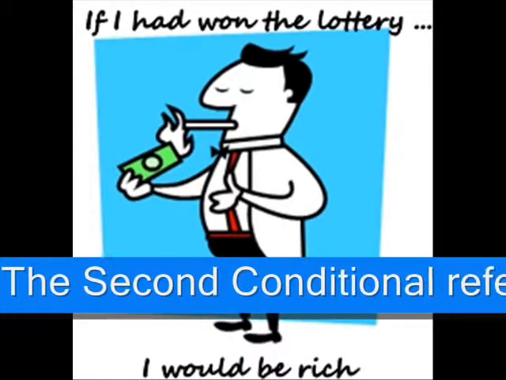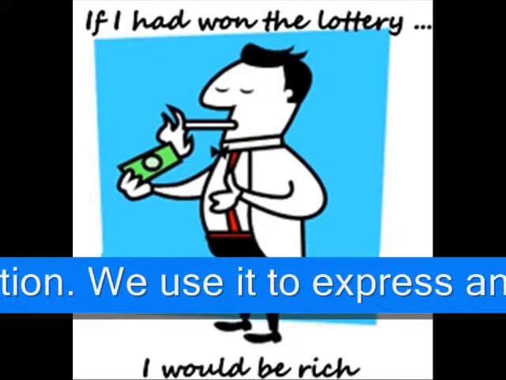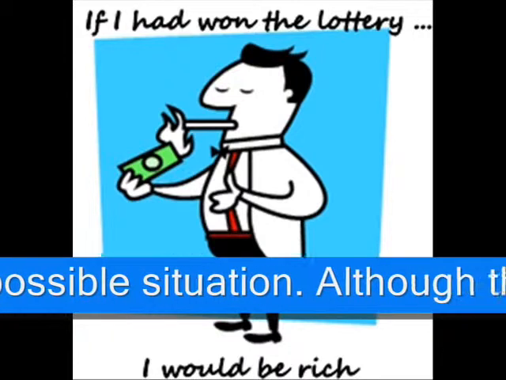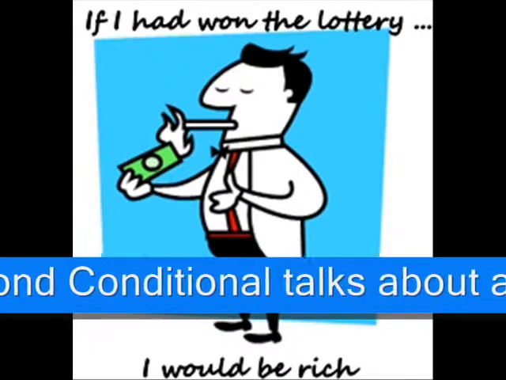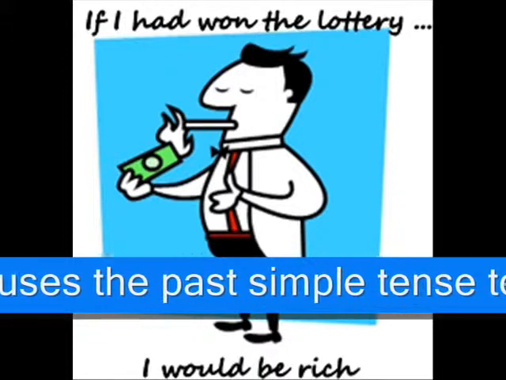The second conditional refers to a hypothetical present or future situation. We use it to express an unreal fact and a result based on that impossible situation. Although the second conditional talks about an imaginary present or future condition, it uses the past simple tense to express that idea.